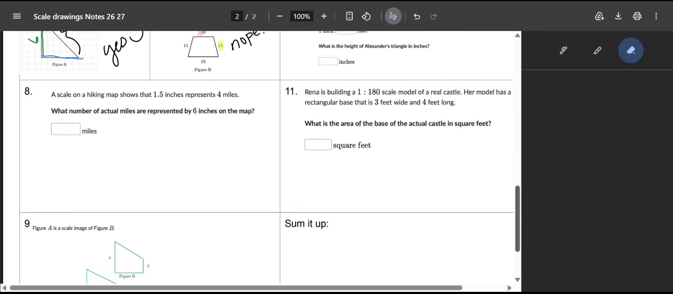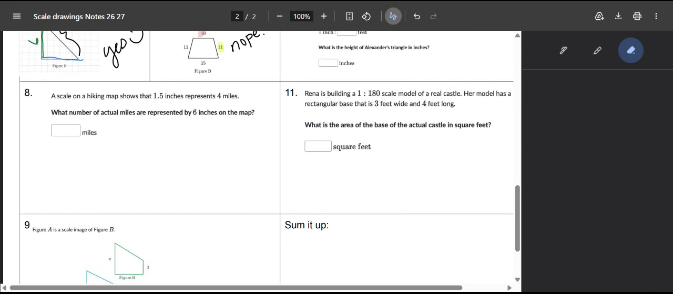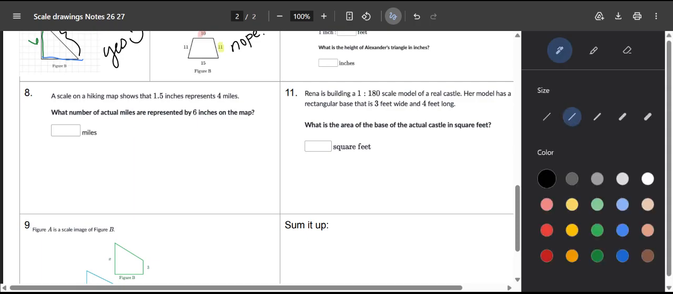Okay, let's go down to number 8. We've got a slightly different problem. A scale on a hiking map shows that 1.5 inches represents 4 miles. What number of actual miles are represented by 6 inches on the map? So we could solve this with equivalent fractions. We could say, let's say inches to miles. Before I use any numbers, I like to write down the units. That way I know I'm putting the correct number on the correct side of my fraction. So 1.5 inches on top, 4 miles on bottom, because we put miles on bottom. They want to know what number of actual miles are represented by 6 inches on the map. So inches goes on top, next goes on bottom.